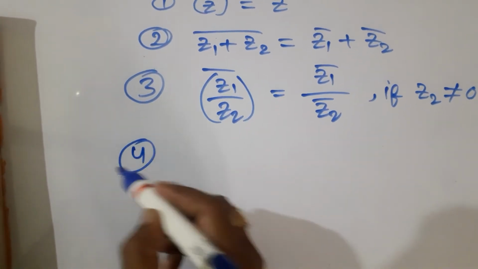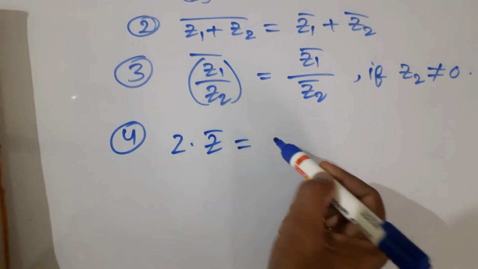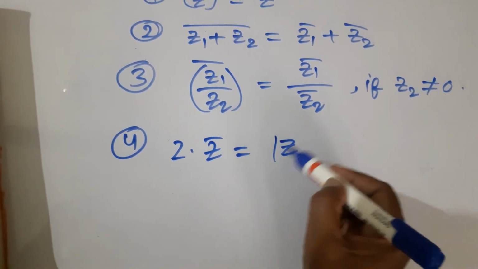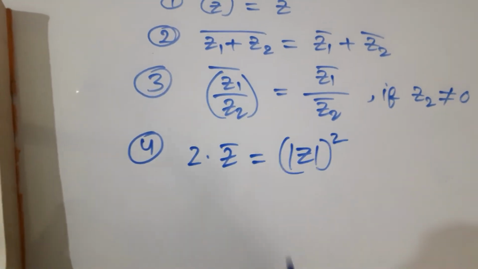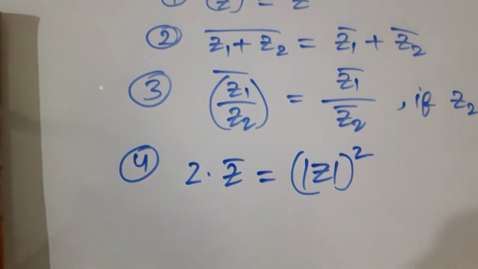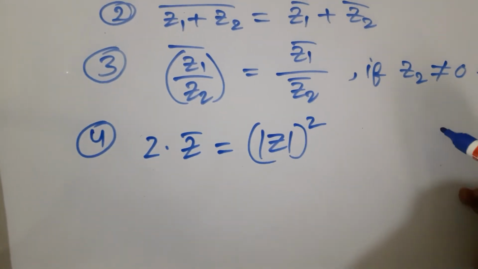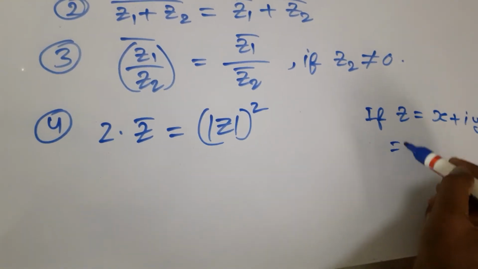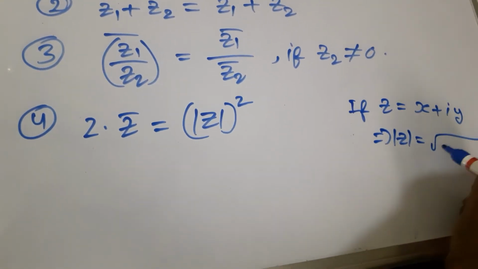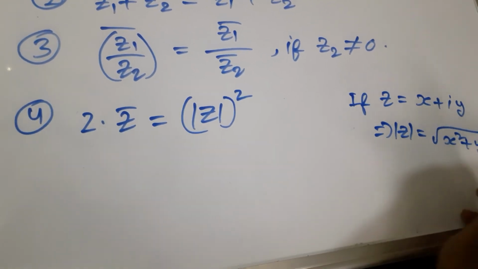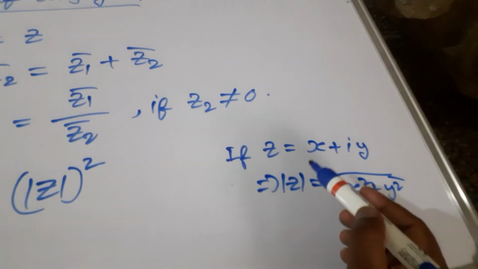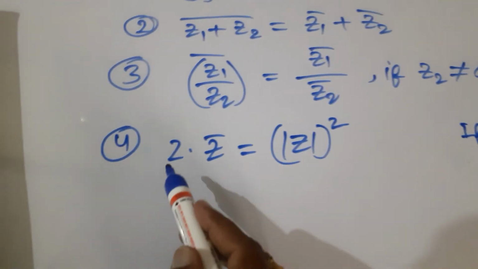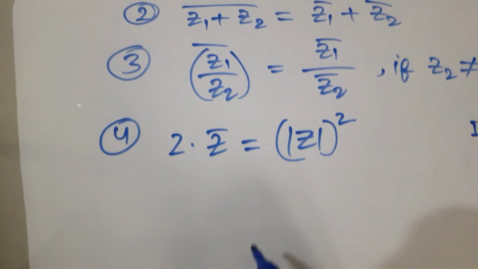Next, z into z bar equal to mod z whole square you will get. z into z bar is equal to mod z whole square. Mod z means if z equal to x plus iy implies mod z equal to root over x square plus y square is called modulus of z. So z into z bar is equal to mod z whole square. This is the property.